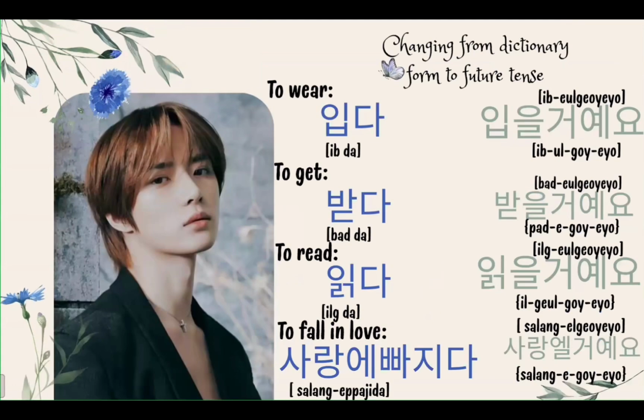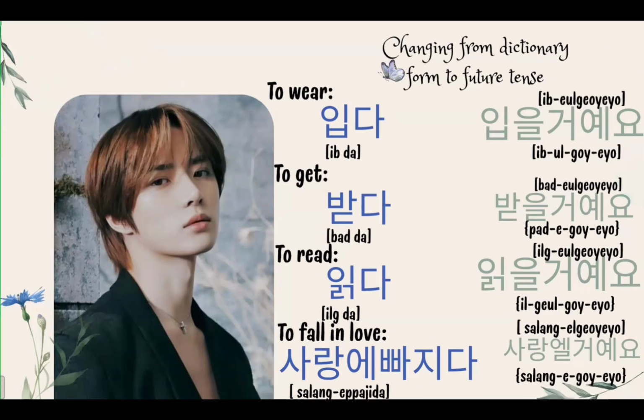Now we'll be changing these from dictionary form to future tense. To wear, 입다, will turn into 입을 거예요. And we have to get, which is 받다, and it would change to 받을 거예요. Then we have to read, which is 읽다, and it turns into 읽을 거예요. And now we have to fall in love, which is 사랑에 빠지다, and that becomes 사랑일 거예요.